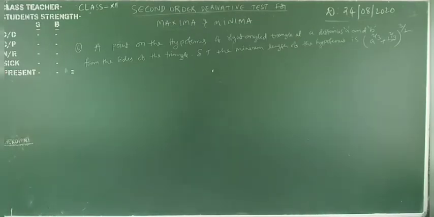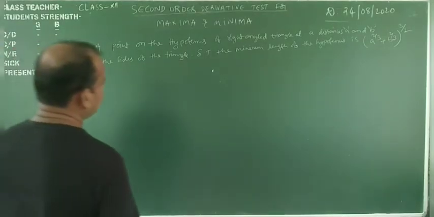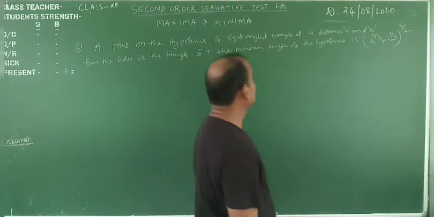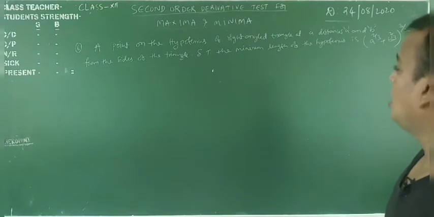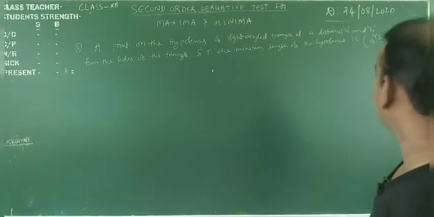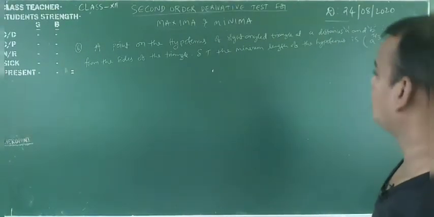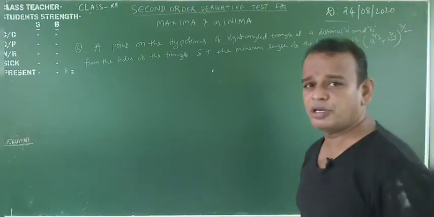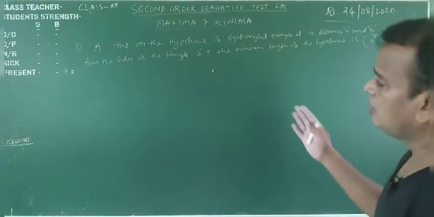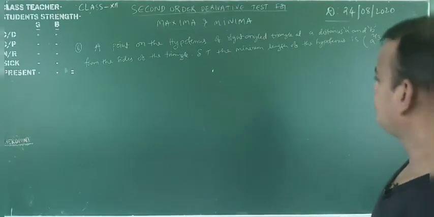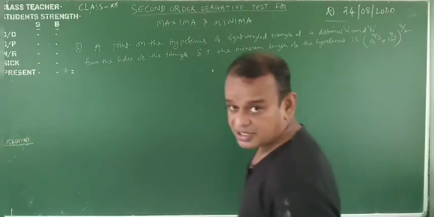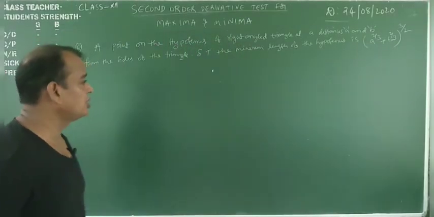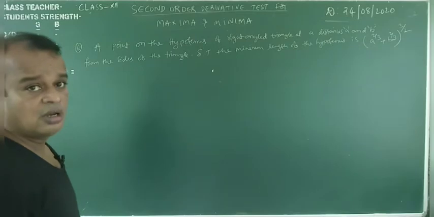Okay, my dear students, read that problem. What is the problem going on? A point on the hypotenuse of the right angle triangle, very important question. A point on the hypotenuse of the right angle triangle is at a distance of a and b from the sides of the triangle. Okay, one point is on the hypotenuse, and that point is at distance a and distance b from the other sides. Show that the minimum length of the hypotenuse is the function (a^(2/3) + b^(2/3))^(3/2).